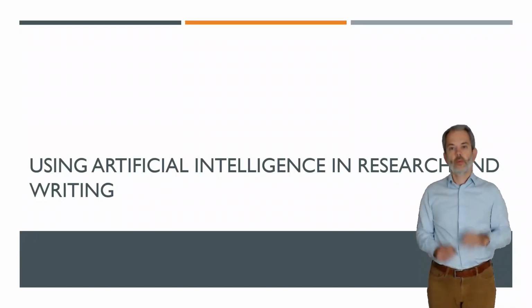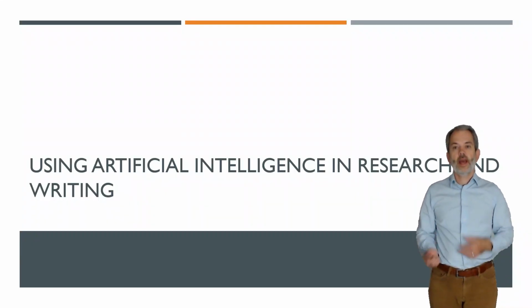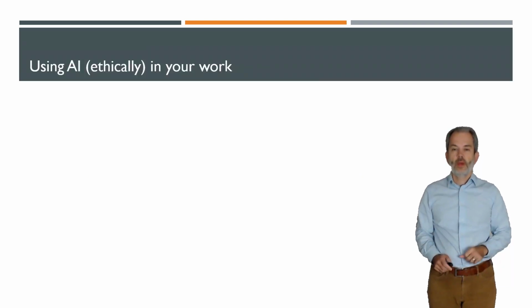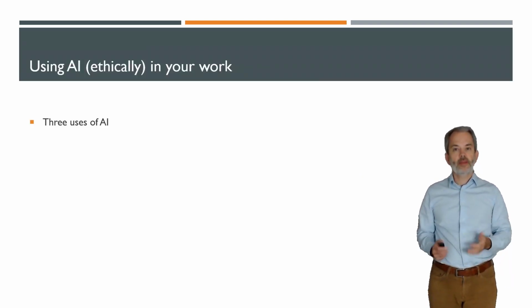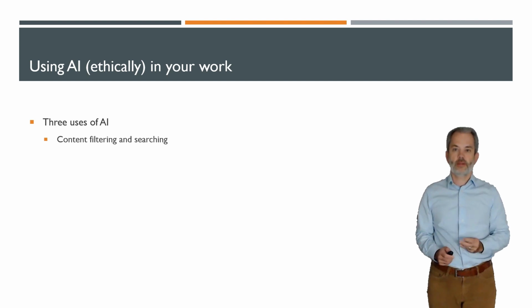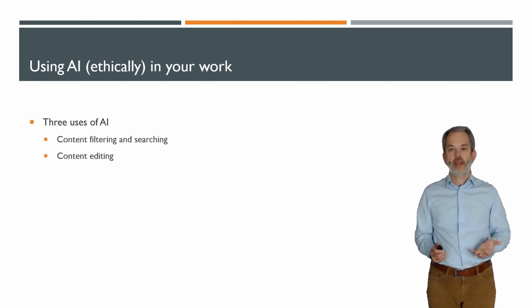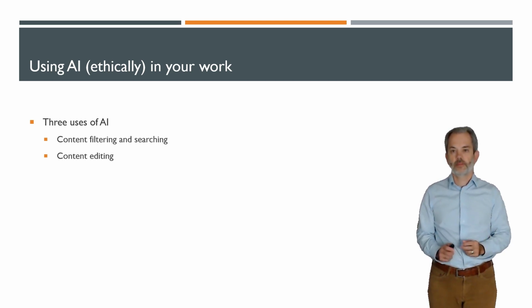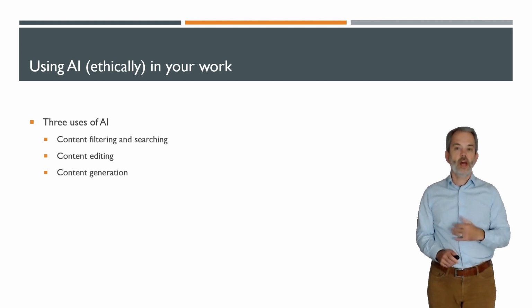In this video, we will discuss how to use AI ethically in your research and how it can assist you in writing. I think of AI use in three main buckets. First, AI can be useful for content filtering and searching through tools like Elicit. Second, AI can help with editing content, including through tools like Grammarly and Microsoft Editor, as well as ChatGPT and its ilk. Third, AI can help you generate new content, which is where the biggest ethical concerns arise.